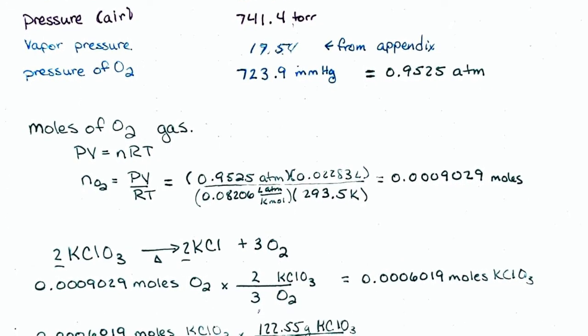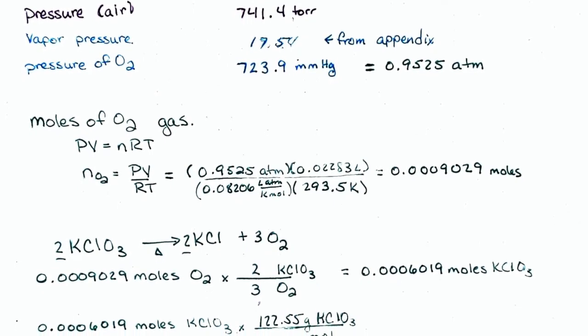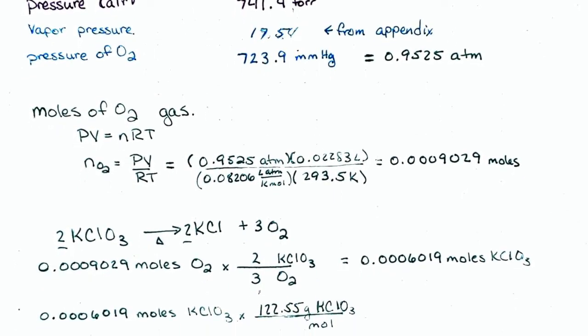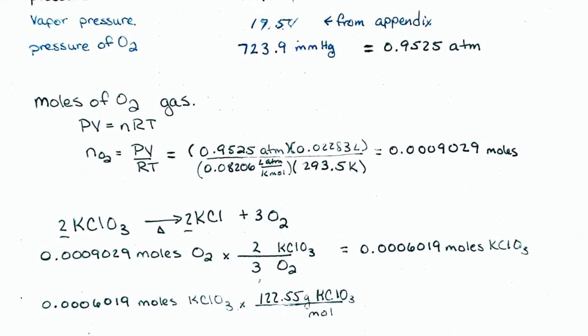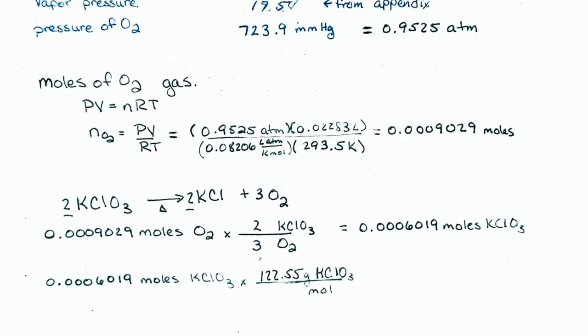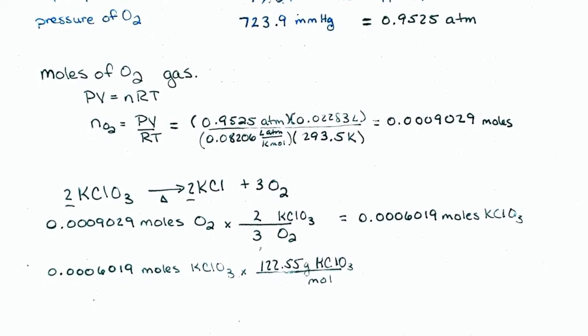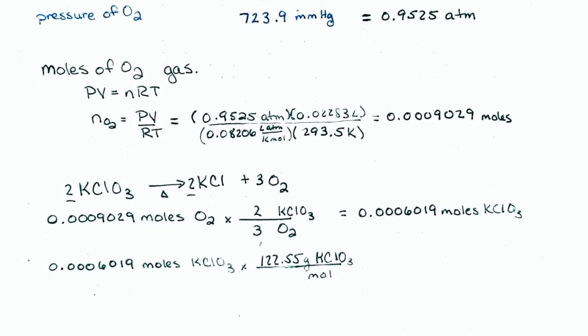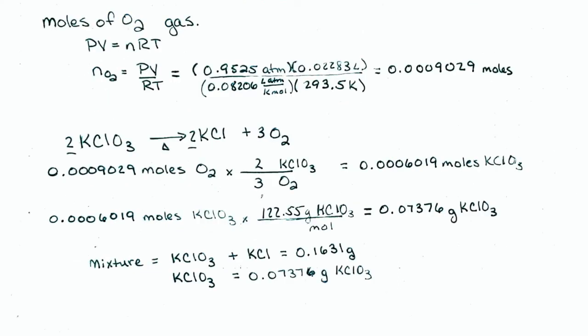Our third step in the stoichiometry problem is to find the mass of the potassium chlorate. So we have moles of potassium chlorate, and we will need the molar weight to find the mass. So we're going to multiply the moles by the molar weight in order to find that mass. You should end up with something between 0.07 and 0.1 grams of the potassium chlorate. Now remember, this is only part of the mixture because there's also potassium chloride, which doesn't react when it is heated.